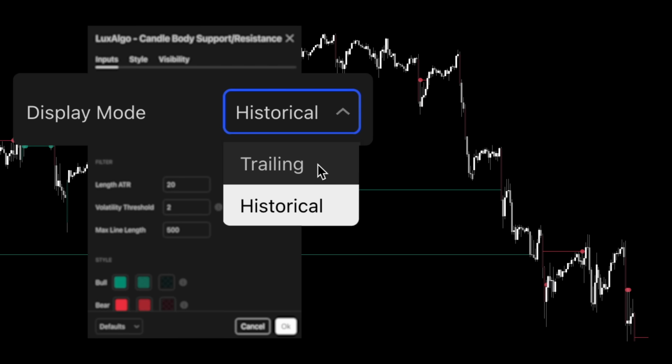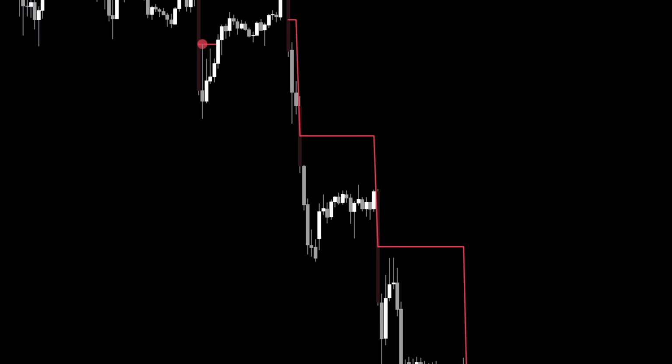Trailing mode, on the other hand, works differently. When a new high volatility candle of the same type appears, and the previous level hasn't been broken, the line updates to reflect the most recent candle's values. This creates a dynamic, trailing level that adapts in real time while keeping your chart cleaner.